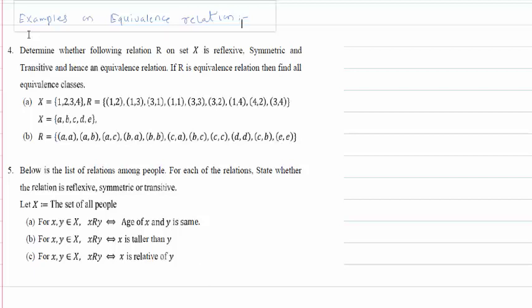Hello student, now we are going to see some examples based on equivalence relation. The example is given here.